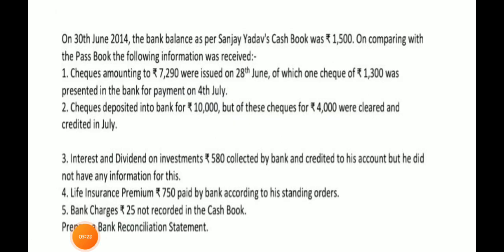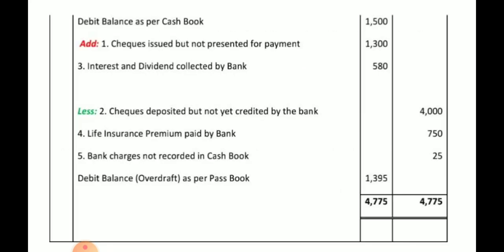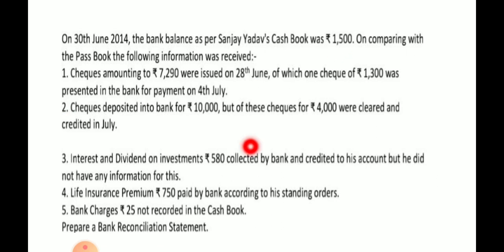Now another question is, on 30th June 2014, the bank balance as per Sanjay Yadav's cash book was 1500. On comparing with the passbook, the following information is received. So first of all, you have to write the debit balance. When there is no information, you term it as a debit balance, right?